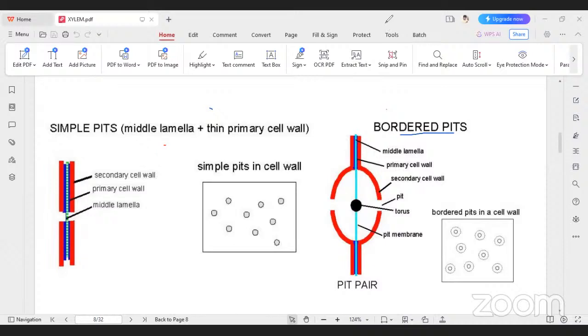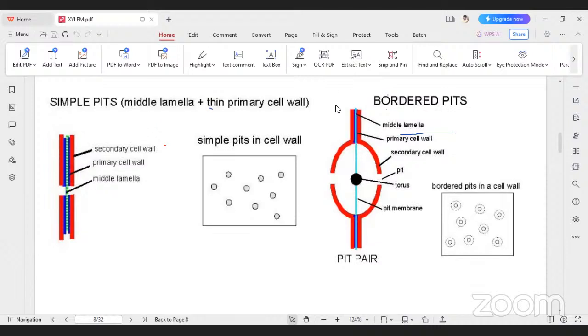And next one. Sir, I have a doubt. What is the purpose of this, sir? To exchange things between two cells, sir. Simple and border pits, function. What is the function of pits first of all? I think they exchange materials between two cells. Which material? Water. Yes, that's it. Okay. Next one.